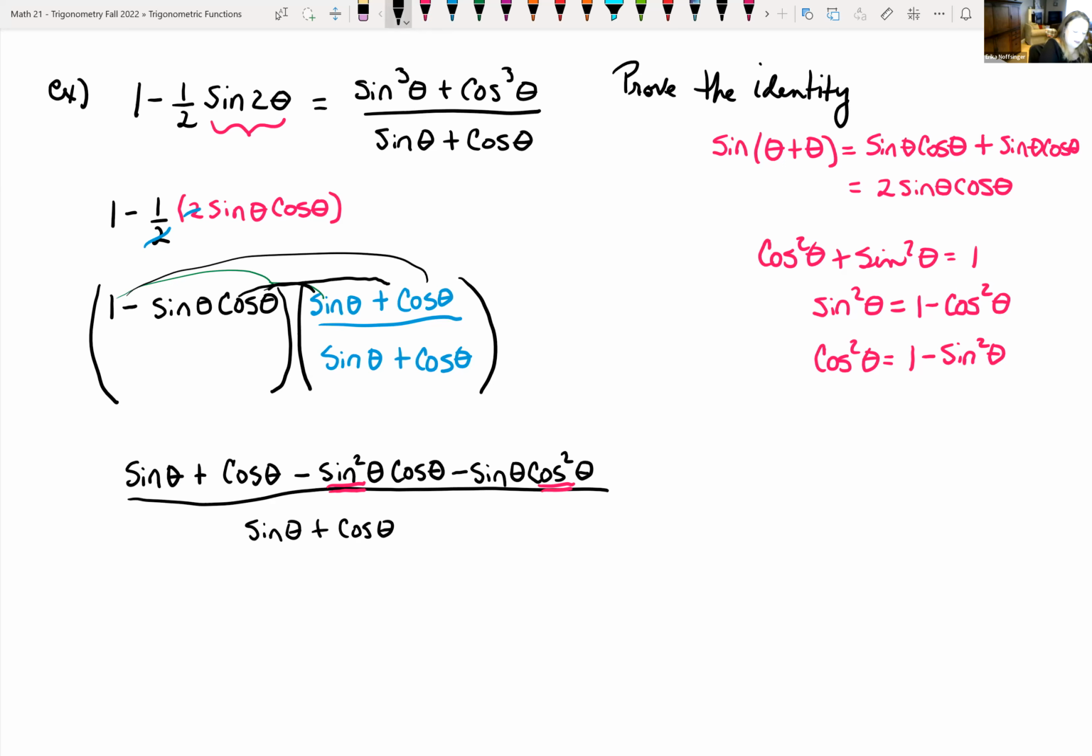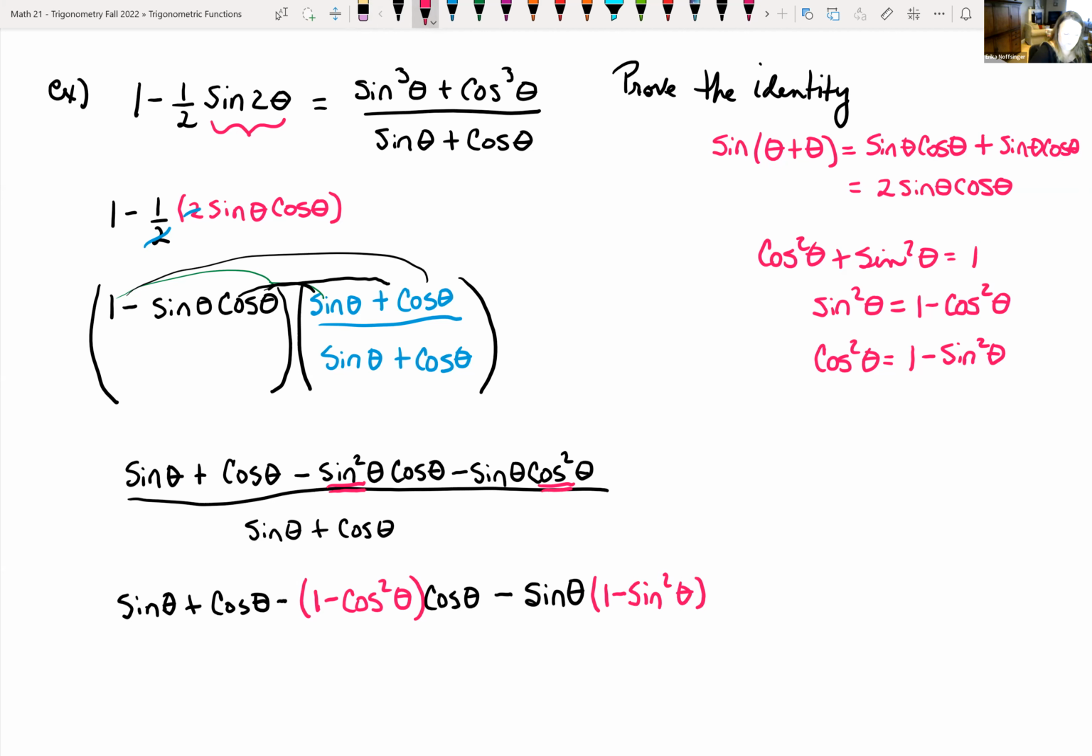Let's go back in and rewrite those. So we have sine theta, bringing down sine theta, plus cosine theta, minus sine squared theta, but sine squared theta we just said was the same thing as 1 minus cosine squared theta, all times cosine theta, minus sine theta, all times cosine squared theta, but rewriting cosine squared theta, that's the same thing as 1 minus sine squared theta, all over our denominator of sine theta plus cosine theta.